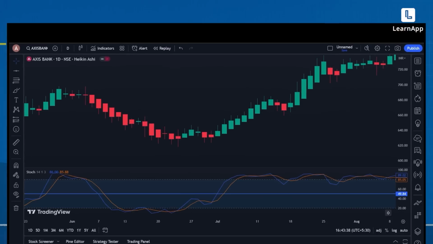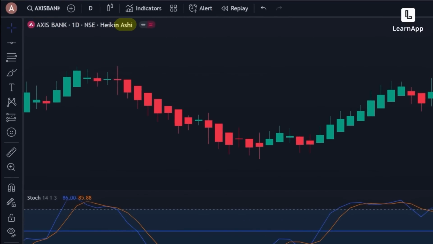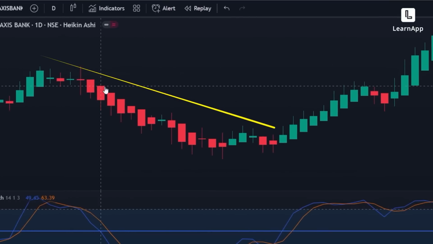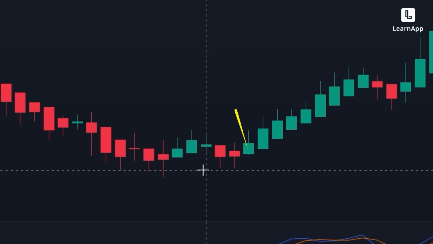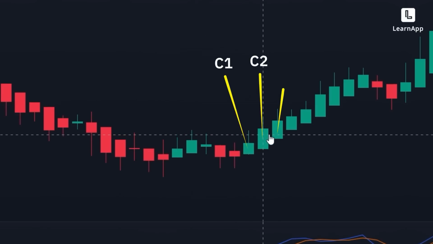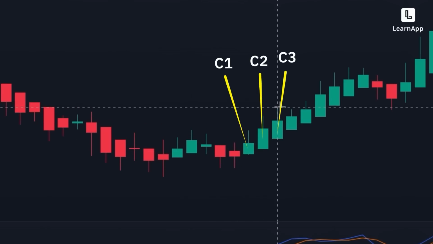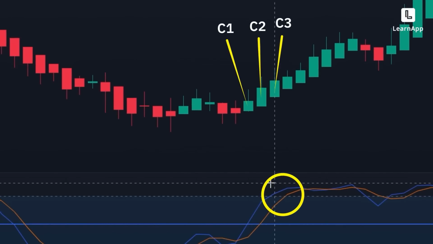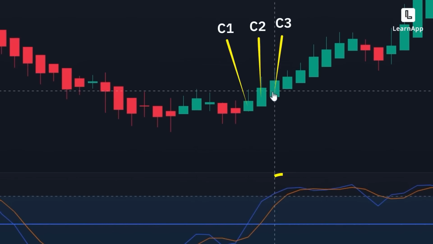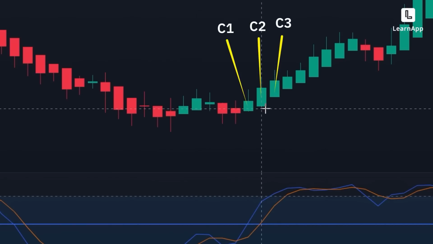So let's look at a few examples. Let's start with the banking sector. I'll pick a stock here. As you can see, we have a string of down days over here. Heikin Ashi made that trend really simple. We got C1, C2, C3 was our entry. Also, why we took the entry? Because the stochastic was above 50, so we knew the momentum was up. The stop loss is right here at C2's low, and the target is right there. In this case, you can see that the target was met.